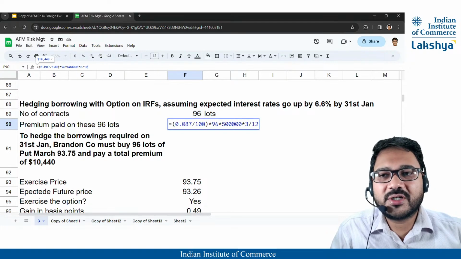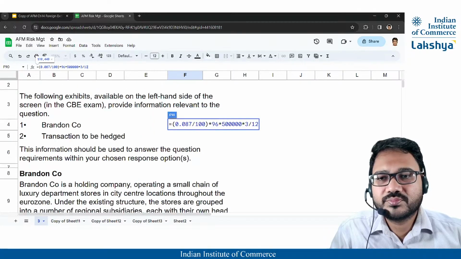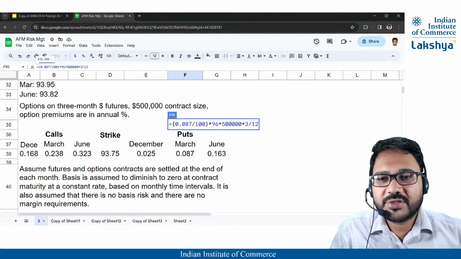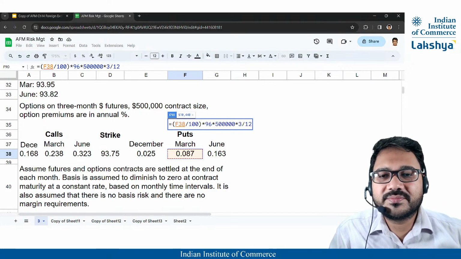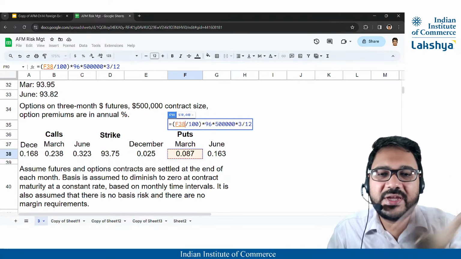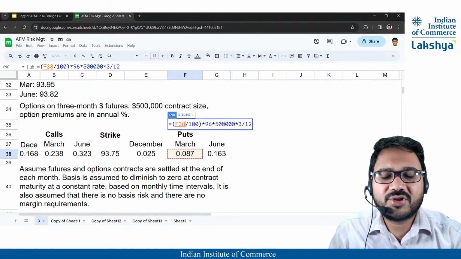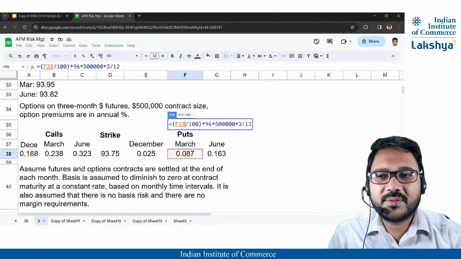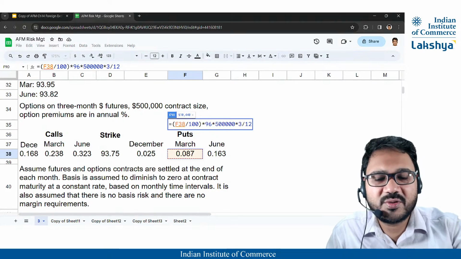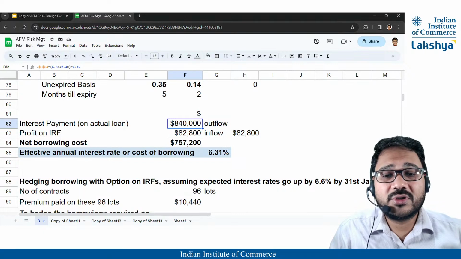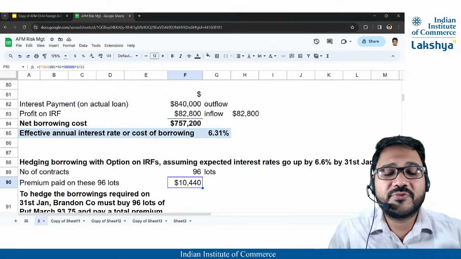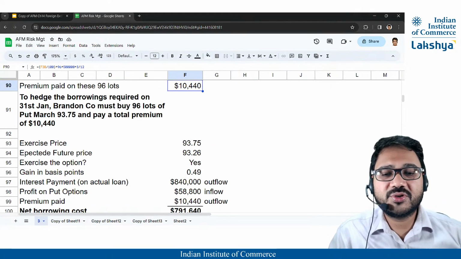The premium that we have to pay per lot, how much was the premium? Where's the question gone? Yeah, we have to pay 0.87. So in fact, this over here, I can use it as cell referencing. So 0.87. Now these are in basis points. Okay, so 0.87 divided by 100 will give me the percentage into 96 such contracts. Each contract is of $500,000 with a period of 3 months, so 3 by 12. Okay, so we get that the premium that we will have to pay for these options is $10,440. So to this outflow gets added. Okay, so in actual interest that you have taken, $840,000 outflow plus another outflow of 10,440. Then let us see that in options, do we make a profit or a loss?